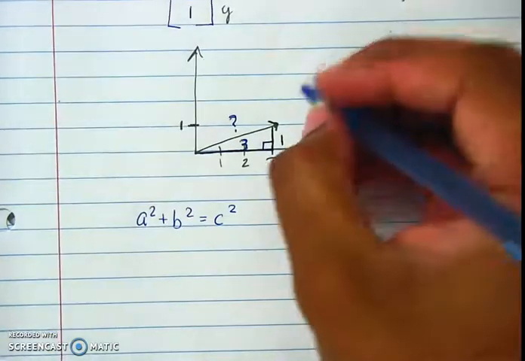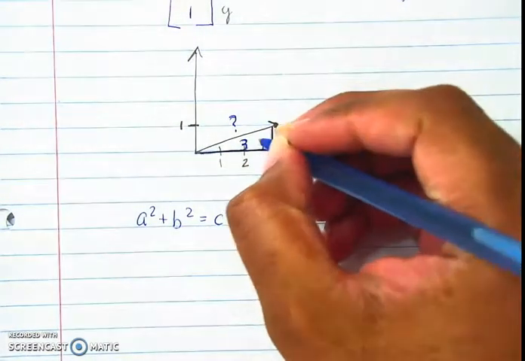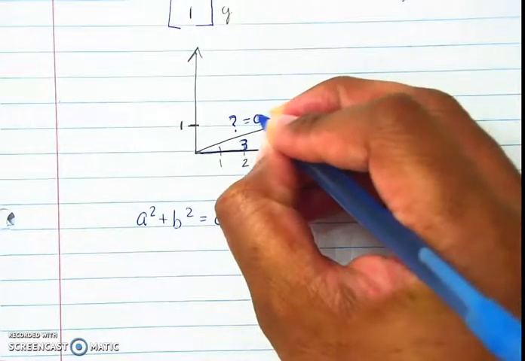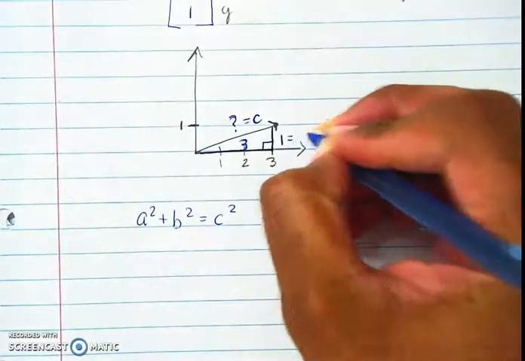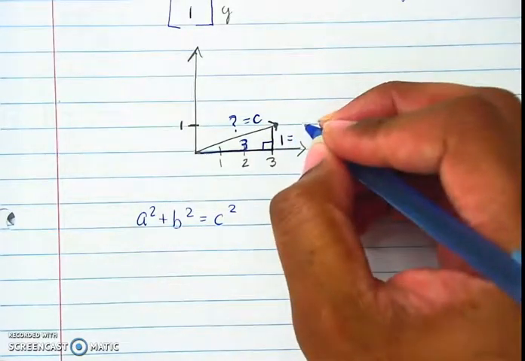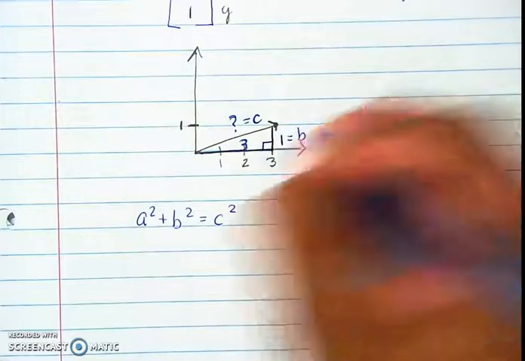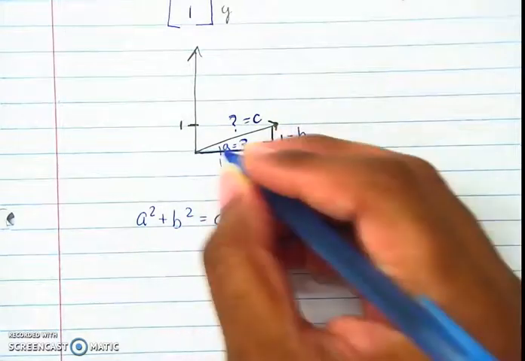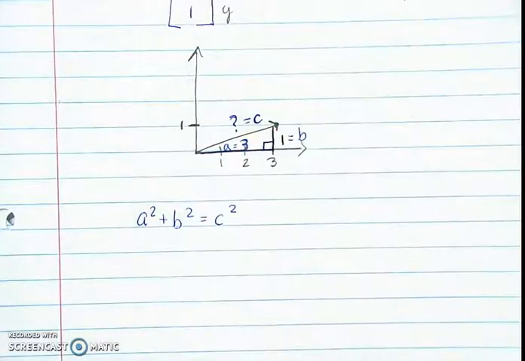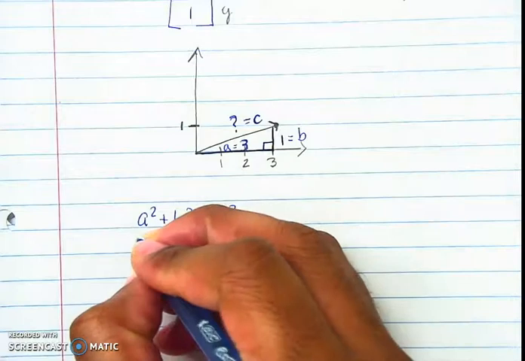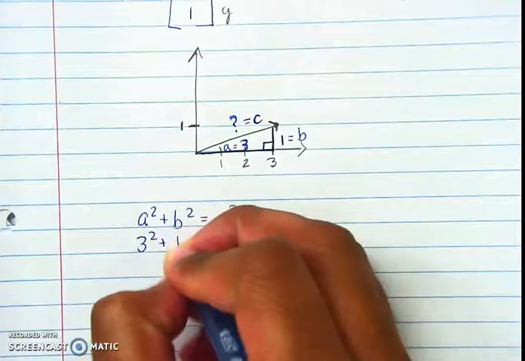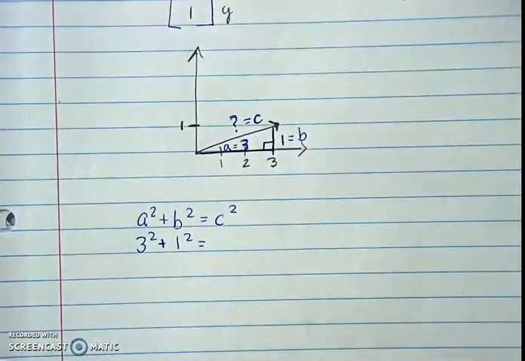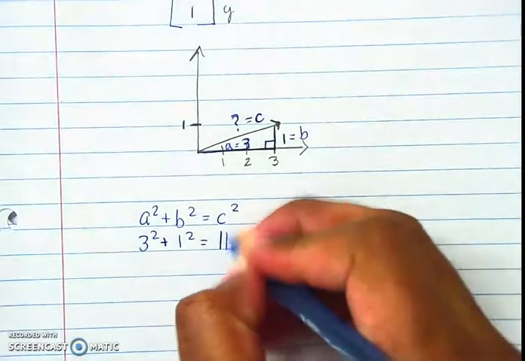Here, it doesn't matter which one's A and which one's B, but we know this part right here is C. This is your hypotenuse, so that's your C. I'll just label this as B, and label 3 as A, just because it goes A, B, C. Okay, so I'm going to put the numbers in. So we have 3 squared plus 1 squared equals the vector squared.